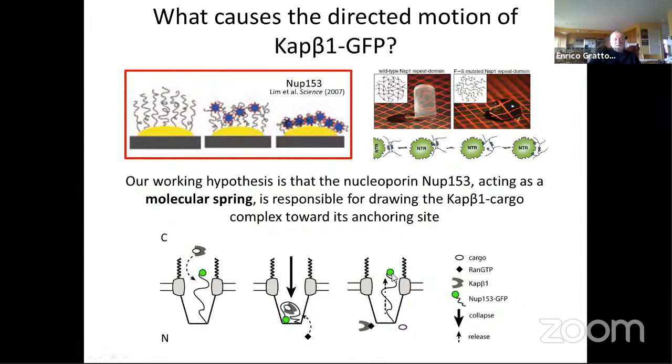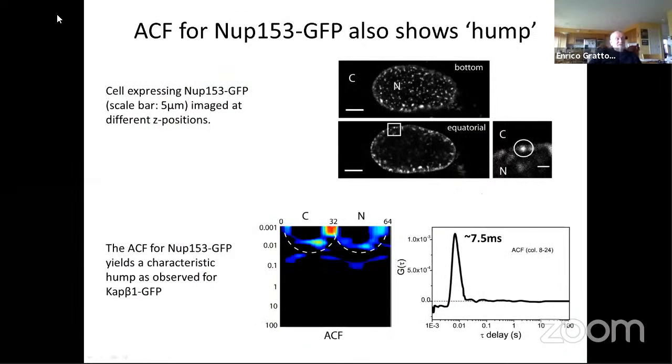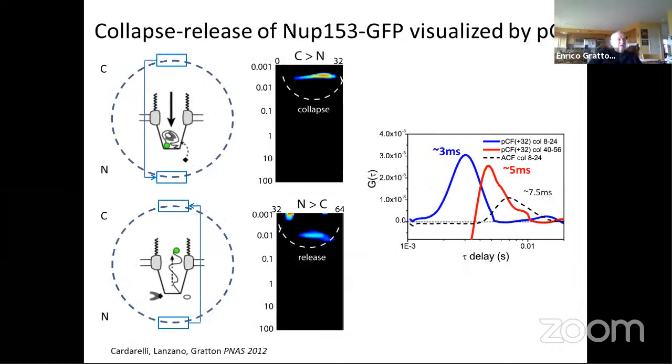And that we mark in green, and we can mark, say, the N and C terminal. And if we see the ACF, the correlation function of the NUP153 also has a bump. And it takes about 7.5 milliseconds, so the characteristic bump is 7.5 milliseconds. Which means that every 7.5 milliseconds it goes up and then goes down. And so this is what is happening in this protein.